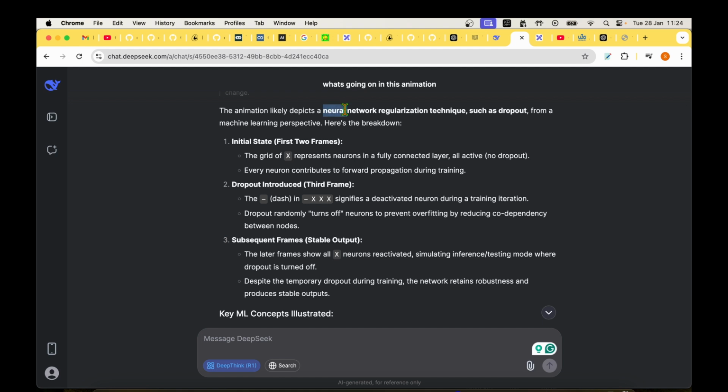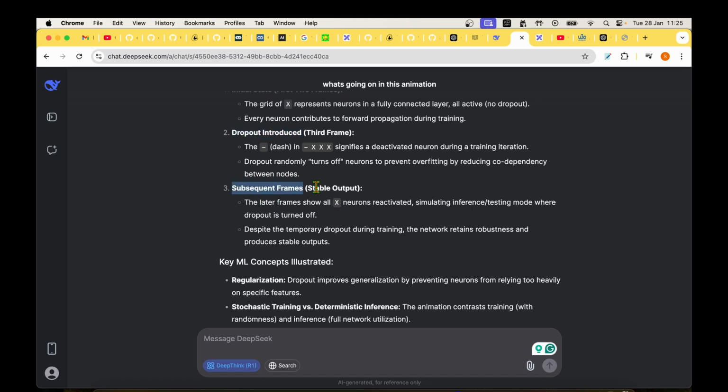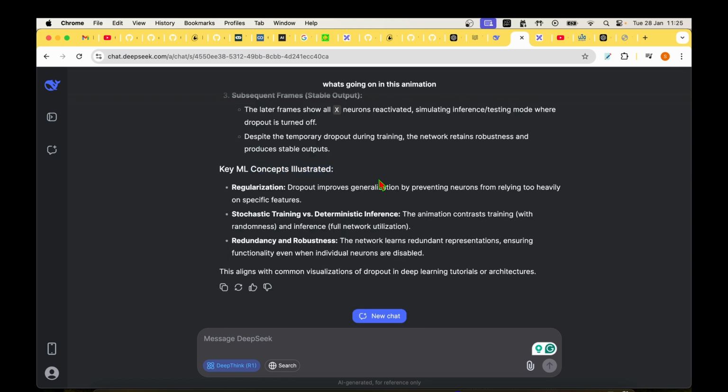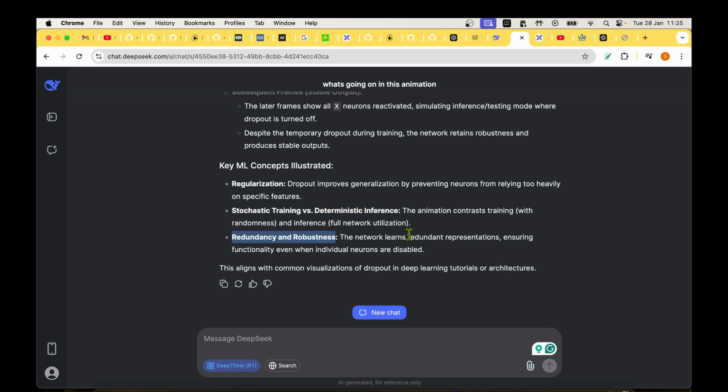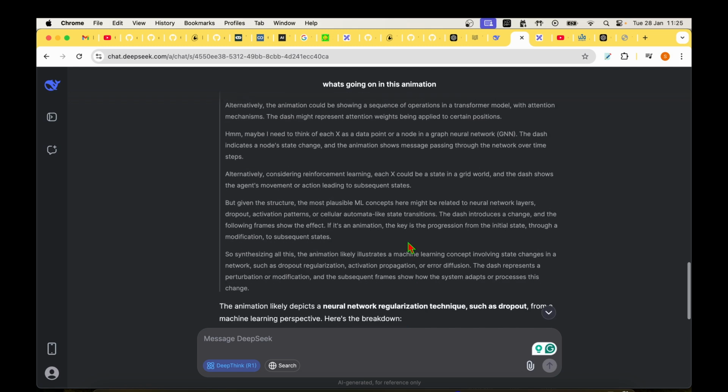The animation likely depicts a neural network regularization technique. Great. Initial state, first 2 frames, dropout introduced, subsequent frames, key ML concepts illustrated: regularization, stochastic training versus deterministic inference, redundancy and robustness. Okay, so clearly we cannot expect much from the images because they have mentioned that it can only do OCR. I'm just going to leave the visual reasoning part here.